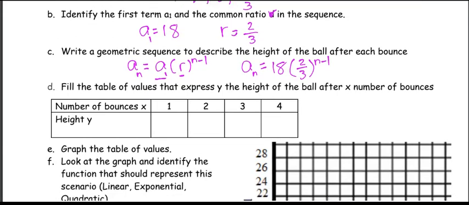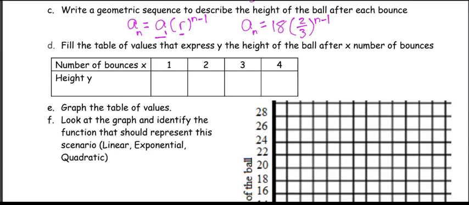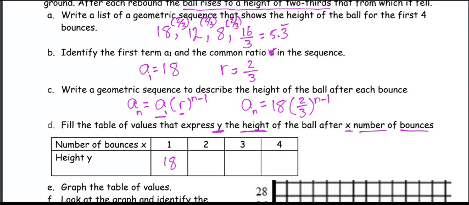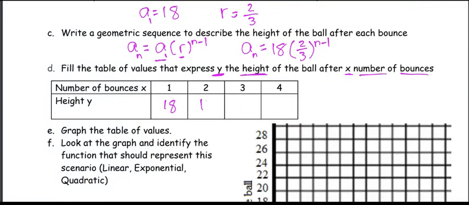In the next question, it says, fill the table of values that express y, the height of the ball after x number of bounces. So x is going to be the number of the bounces, and h is going to be the height. So after the first bounce, we know the height is 18. After 2 bounces, the height is 12. After 3 bounces, the height is 8. And after 4 bounces, the height is 16/3.